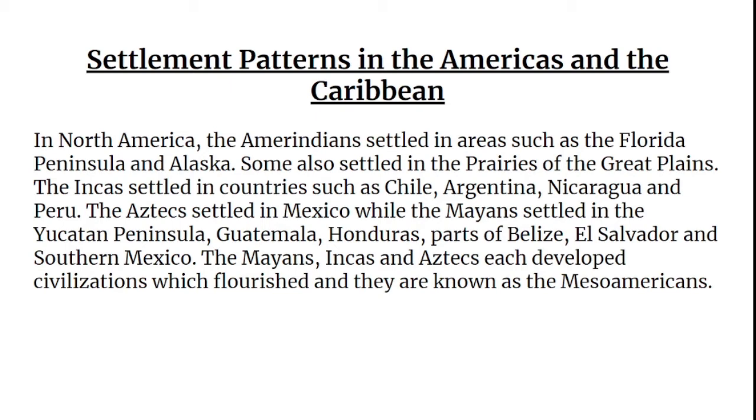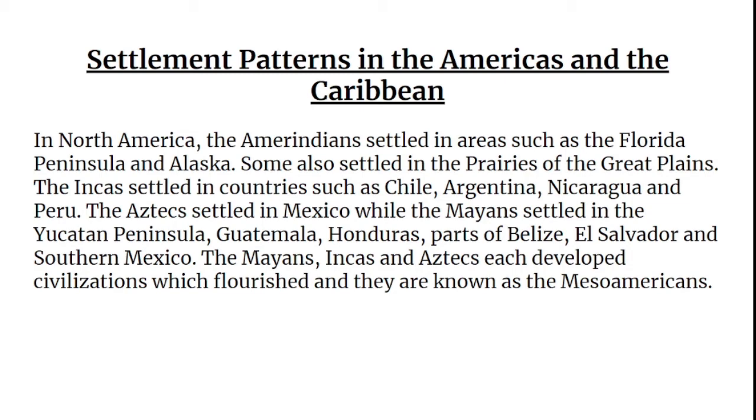So different types of Amerindians lived in different parts of North America. So we know that the Incas settled in Chile, well, actually not only North America, but the Americas itself. So the Incas settled in countries such as Chile, Argentina, Nicaragua. Aztecs settled in Mexico. Mayans, we learn more about later actually, settled in the Yucatan Peninsula, Guatemala, Honduras, parts of Belize, El Salvador, southern Mexico, sorry about that.